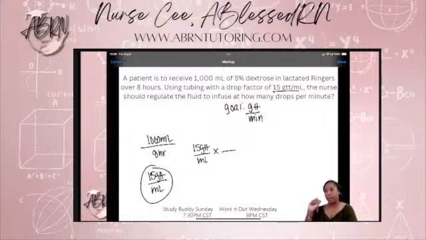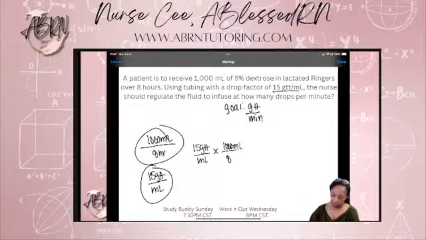So now we've got milliliter on the bottom. I'll use this puzzle piece right here. It's 1,000 milliliters over 8 hours. My milliliters cross out, and now I've got drops at the top, which is part of the goal, but then I need minutes at the bottom. I have hours at the bottom, okay? So how do I fix this?